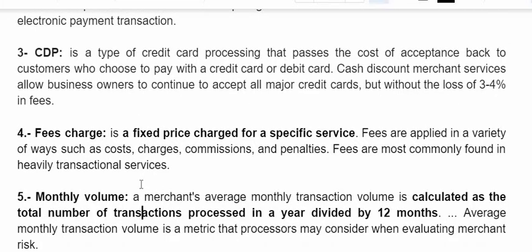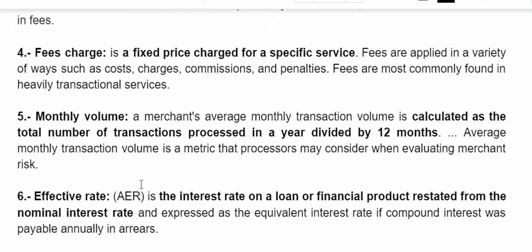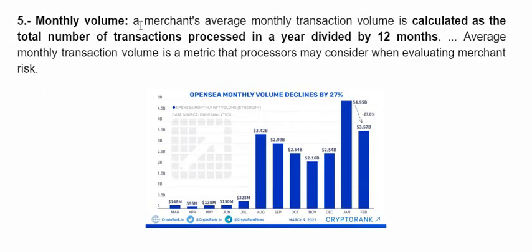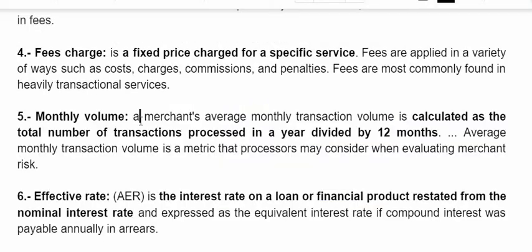Next we have monthly volume. A merchant's average monthly transaction volume is calculated as the total number of transactions processed in a year divided by 12 months. Average monthly transaction volume is a metric that processors may consider when evaluating merchant risk.